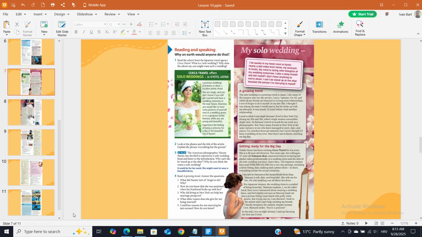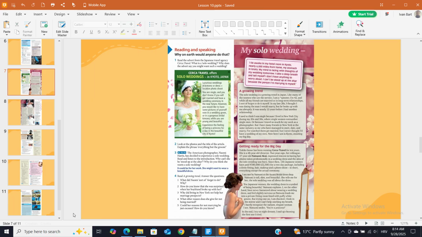Circa Travel offers solo weddings in Kyoto, Japan. Luxurious weddings in kimono or dress plus location photo shoot. You are single, and you don't know if you will get married and have a wedding ceremony in the near future. However, you would like to have some pictures of yourself now in a wedding gown, or in a gorgeous bridal kimono, while you are young and beautiful. Experience the feeling of being a princess for a day in the beautiful city of Kyoto.